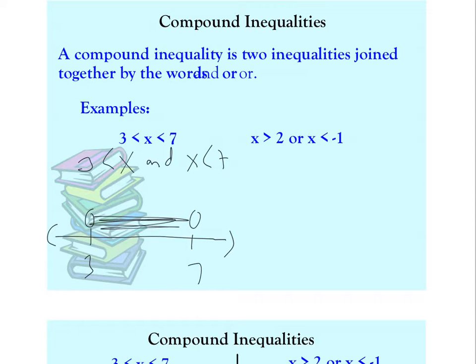And then with the ors, it means it can satisfy either one. It doesn't have to be both. So x is greater than 2. So if I found 2 on my number line, x is greater than would go to the right. Or x is less than -1. So I need to find -1 on my number line and say x is less than that. So for or, it's going to be either or. For and, it has to work for both.